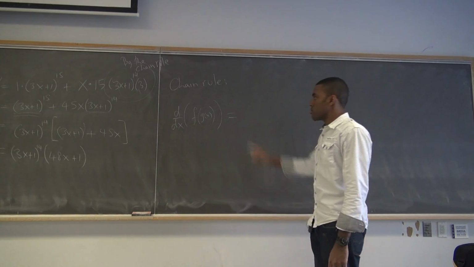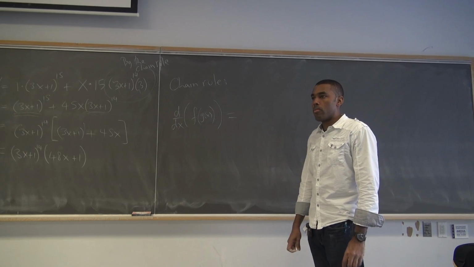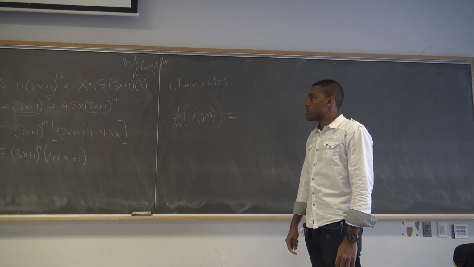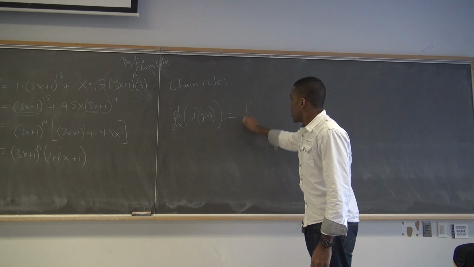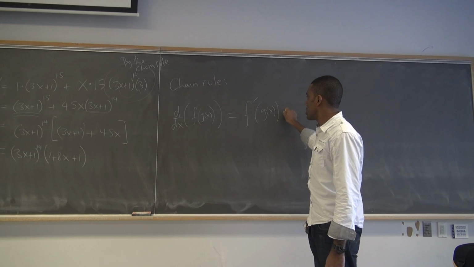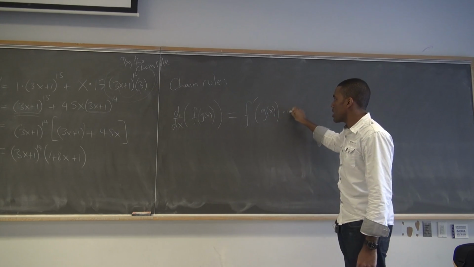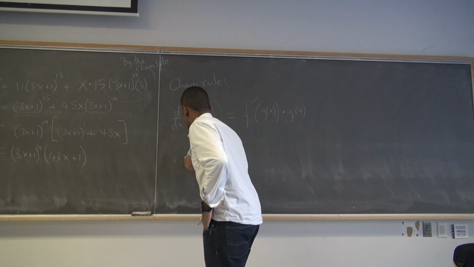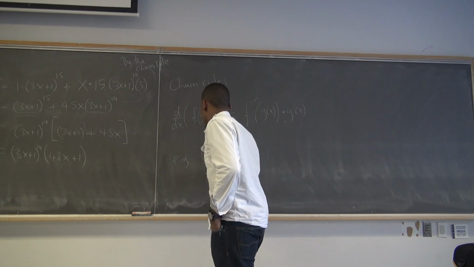And what does that actually become? f prime of g of x, you leave the inside alone, times g prime of x, the derivative of the inside function. Right? So, an example is sort of like what we did over here.